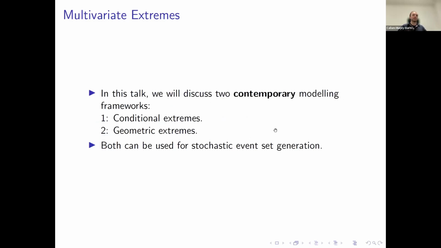So in this talk, like I mentioned, I'm going to discuss two contemporary modeling approaches: the conditional extremes framework and the geometric extremes framework. Both of these can be used for stochastic event set generation, to generate as much data as you would like to look at the joint tail.